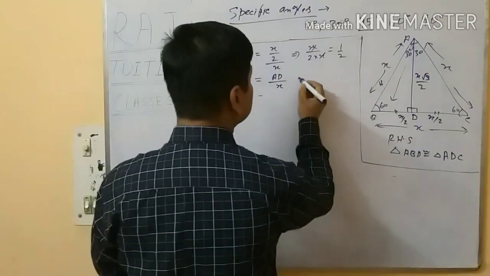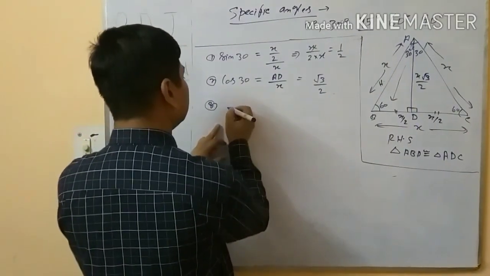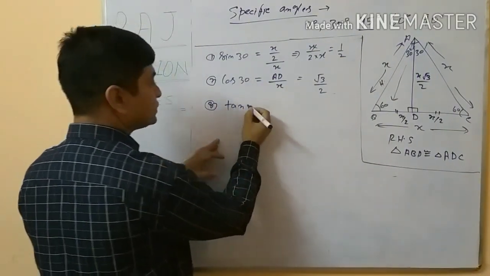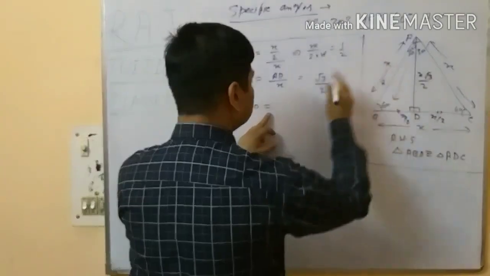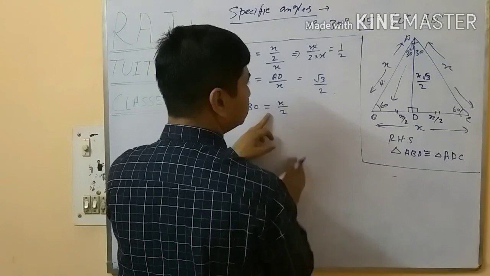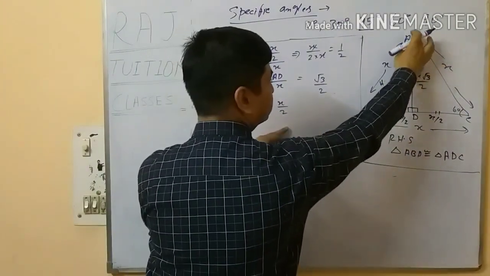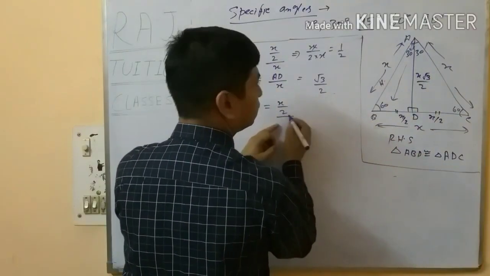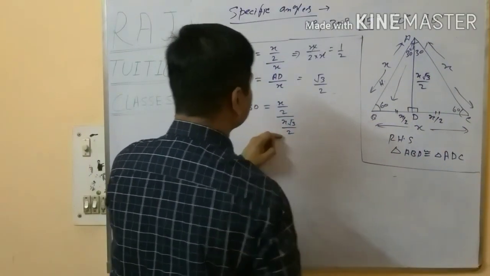Now this value is root 3 over 2. Now to find the value of tan 30. The next ratio is tan 30. So tan 30 means the side opposite to 30 degree, x over 2, and the side adjacent to 30, AD, divided by x root 3 over 2.